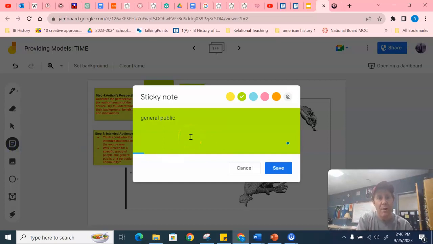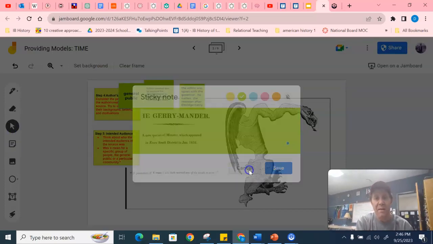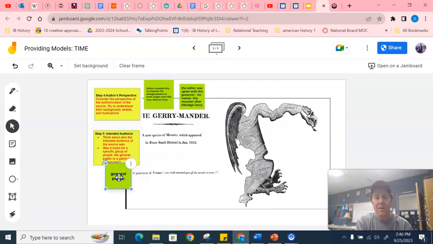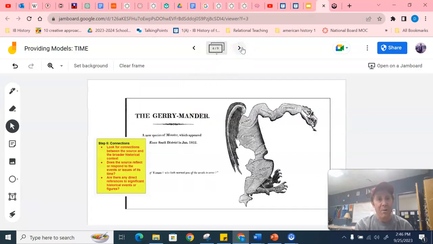All right, it is meant for anybody in the community who is looking at the newspaper, which at the time is really the predominant form of mass media or mass communication. All right, so let's keep on going.